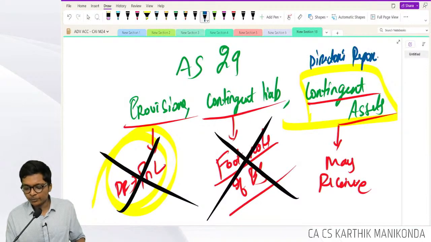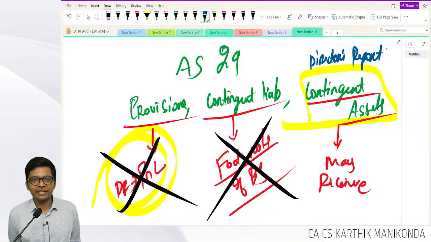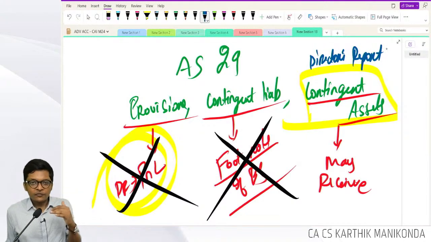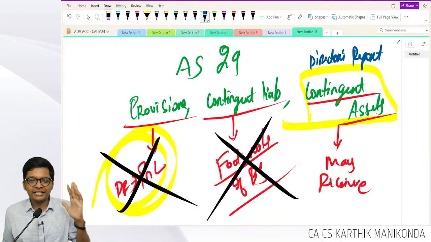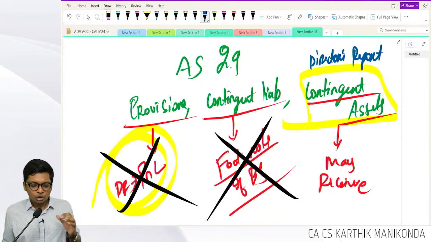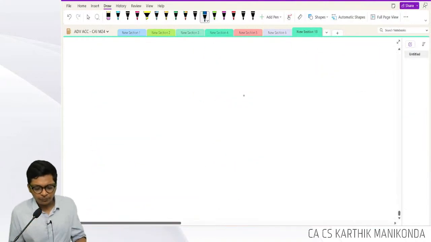Why director's report? Not many people read that. Unless you are serious, you will not read that 100-page material. So keep it somewhere. If you want, you go and search if there is a contingent asset. I don't want to create expectation. Are you following, guys? So you understood what's provision, contingent liability, contingent asset. Let's look at the definition of provision.